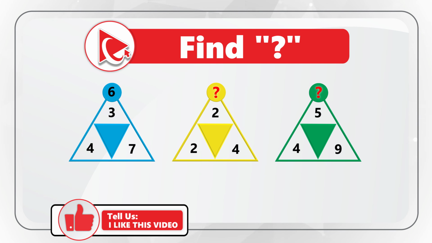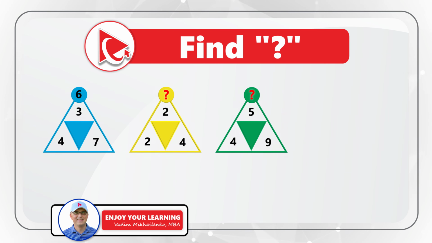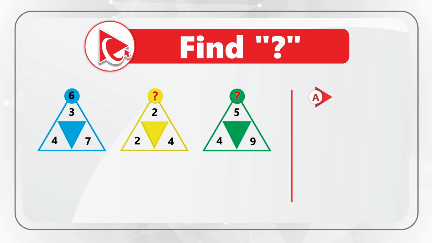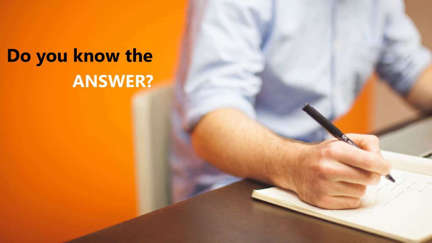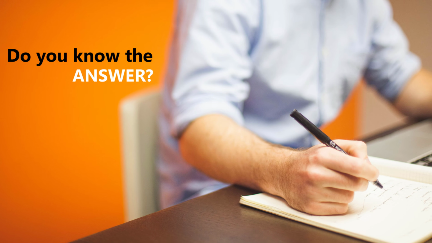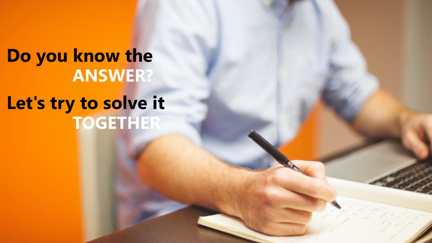Take a close look to see if you can find the 2 missing numbers and select out of 4 different choices. Choice A, 10 and 4. Choice B, 1 and 8. Choice C, 6 and 3. And choice D, 2 and 2. Do you know the answer? I gotta tell you, the answer is not really obvious, but I know how smart you are, and together we should be able to solve it. Are you ready? Hear me out.